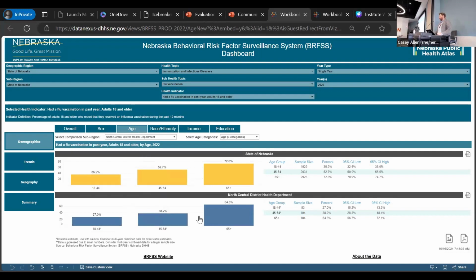And you can do the drop-down menus with the health departments here as well. And you can see, again, that we are seeing some disparities for the North Central District Health Department here, where all age groups are getting vaccinated in slightly lower proportions.